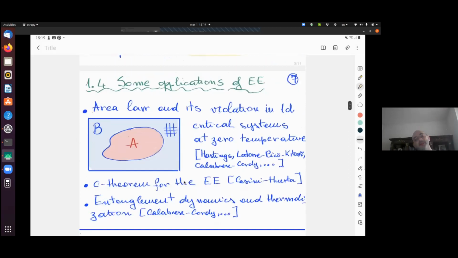Just to conclude, citing a bit of literature, what have been the applications of the entanglement entropy in recent years? It's a huge literature, so I cannot really summarize it, but just let me mention some results which have been used a lot. This list is non-comprehensive, and so sorry about that.